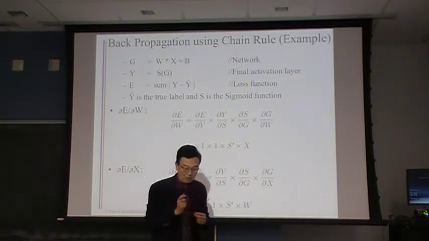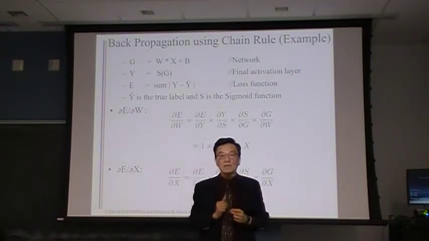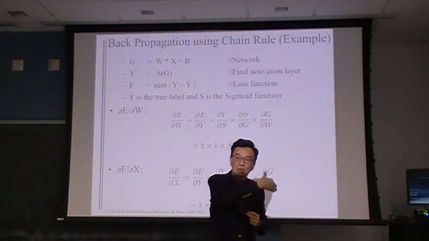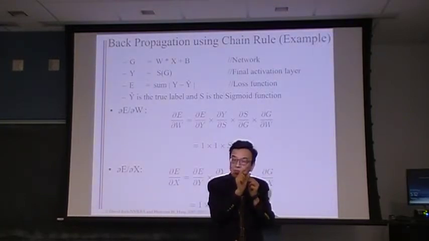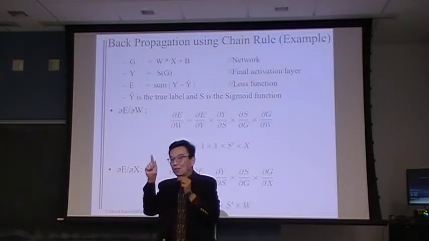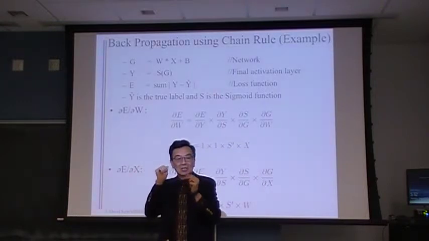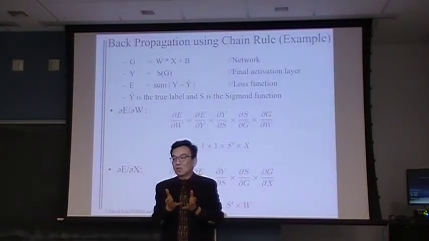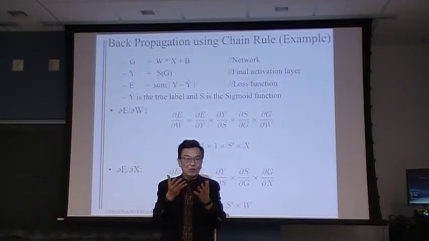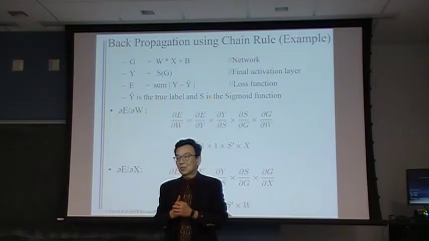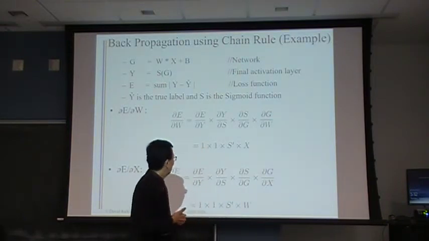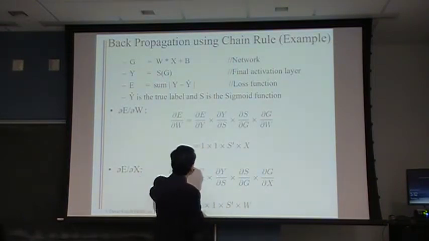Delta E delta W tells us how sensitive E is to W. If I make a little change in W, what is the amount of change I'm going to see in E? That's exactly what delta E delta W means. It's the rate of change of E as a function of W. So that's the mathematical definition.